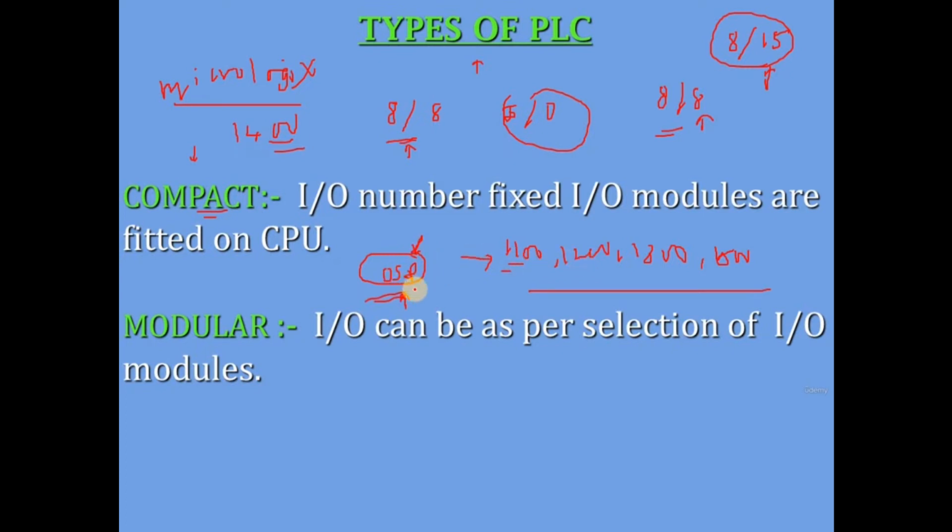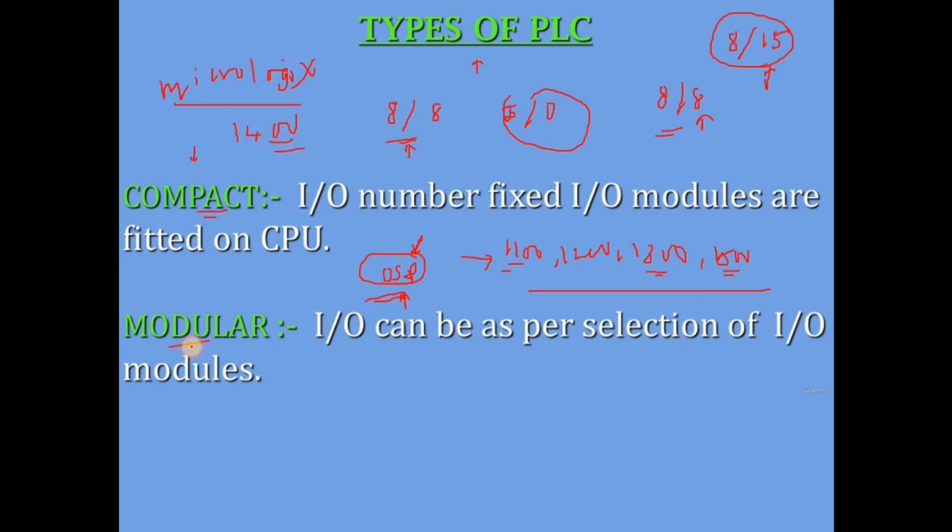This instruction may also support the 1300, the 1500, and the 1400. So we have to check all these things. As per this requirement, we have to select the proper type of controller, the proper type of PLCs.